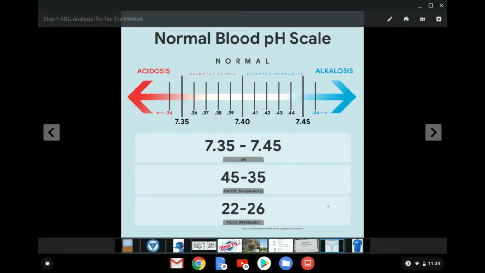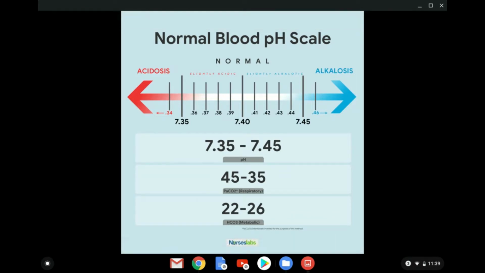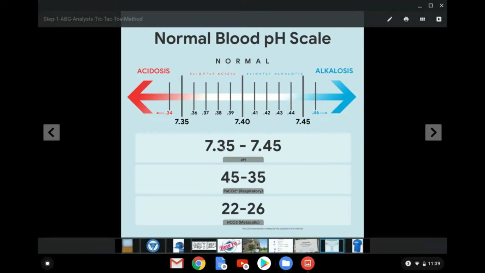First thing we want to know is the normal values that we should see within an individual. The first of those is the blood pH. Arterial blood should be between 7.35 and 7.45. We do need to know this range because it's the normal range, and anything outside that range is considered abnormal. Anything below 7.35 is what we term acidosis. Anything above 7.45 is what we term alkalosis.